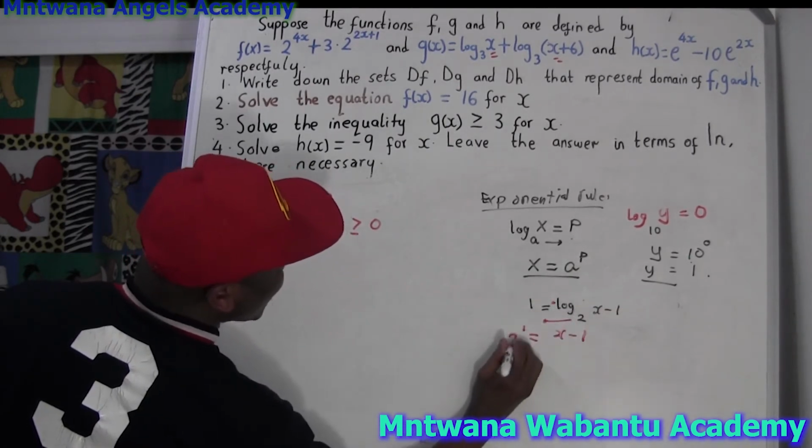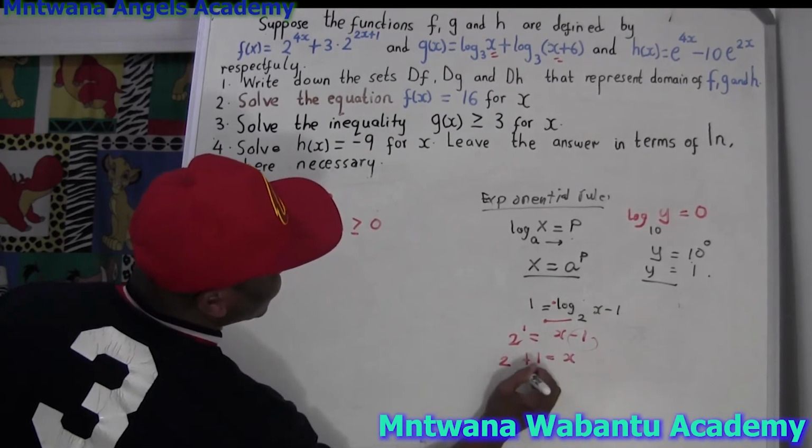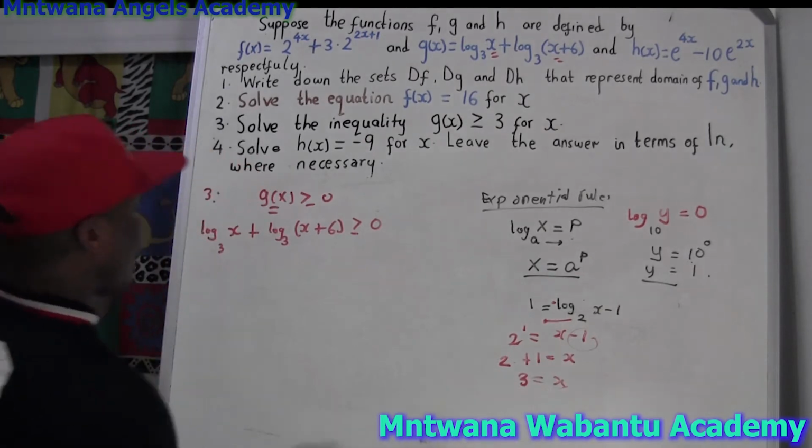So 1 is going to come over. 2 power 1 equals 2. The 1 is negative, so when it comes over it's going to be plus 1 equal to x. 2 plus 1 equals 3, so x equals 3.